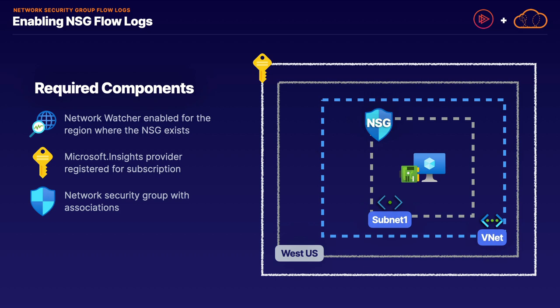We just need to have it associated with something so that traffic can be moving through it. Then we need to have our storage account inside of the same region as the network security group, so that we can make sure to associate that storage account with that NSG so that the NSG flow logs will be sent to the storage account.